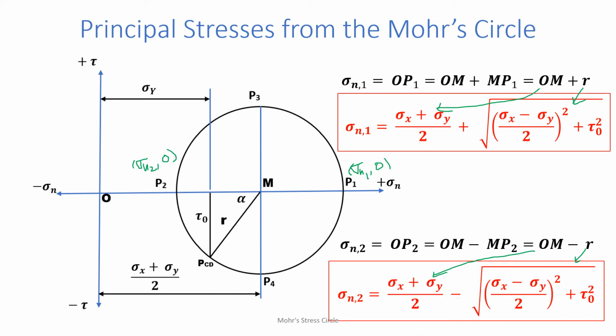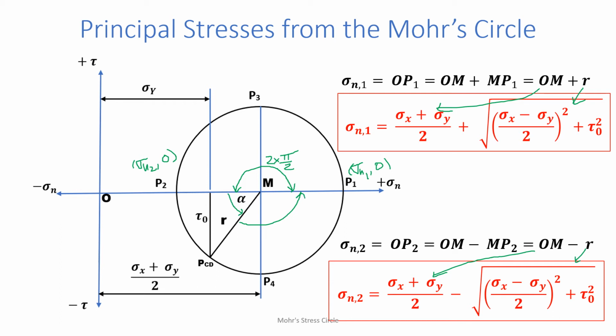One thing more to be observed is, we know between the principal planes the angle is 90 degrees. But in the Mohr's stress circle, or in the graphical method, this angle gets doubled. This difference is there between the actual planes. The angle was pi by 2, but here it is twice.